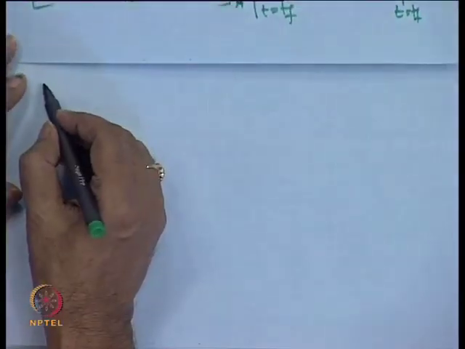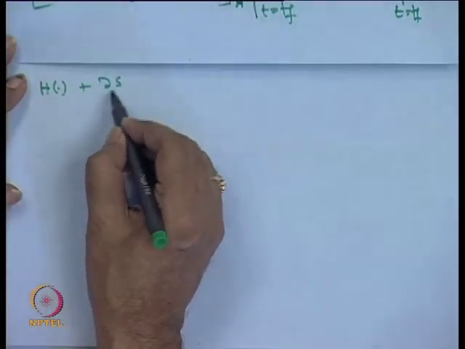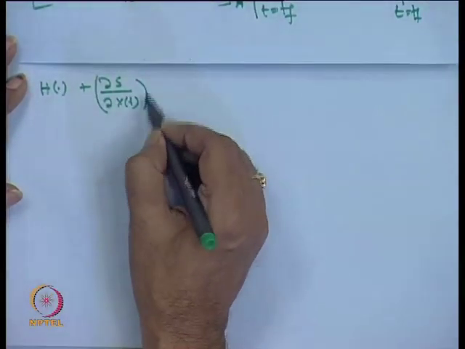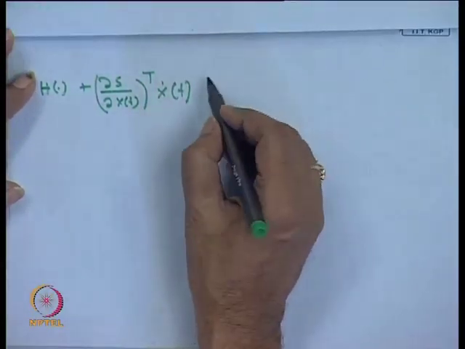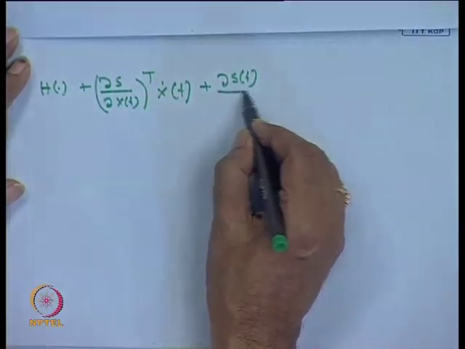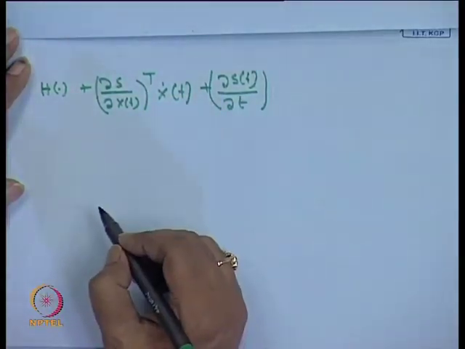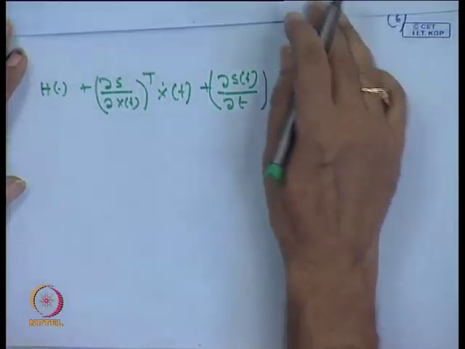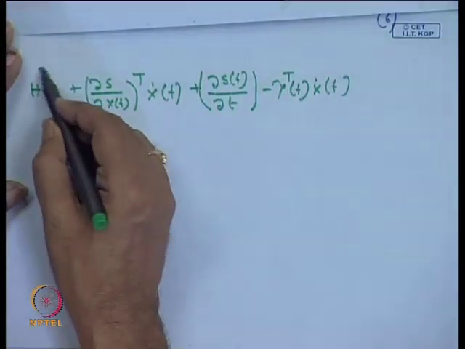L is nothing but H dot del S del x of t whole transpose x dot of t, agree, plus del S of t del t, agree, minus lambda transpose of t x dot of t. So this I have written in place of L.